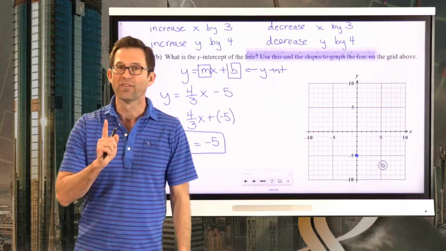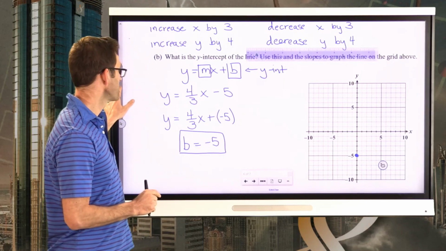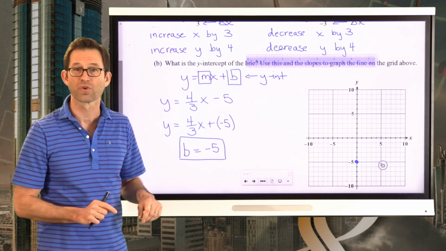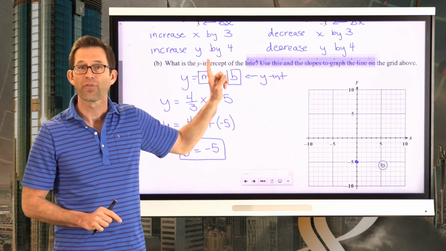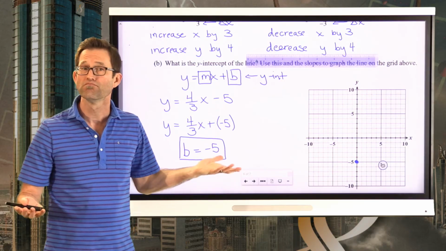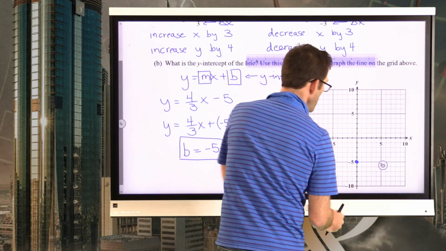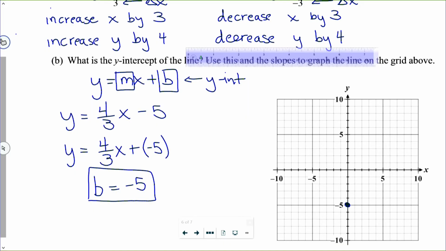Now, we had two interpretations of slope, and I'm going to see if I can get them just a little bit more in the screen, right? One of them was, increase x by 3, increase y by 4. That one's easy, right? So, we just move this out of the way. I increase x by 3, increase y by 4. I'm right here. Increase x by 3, increase y by 4. 1, 2, 3, 4. Great. Increase x by 3, increase y by 4. And I'm right here.